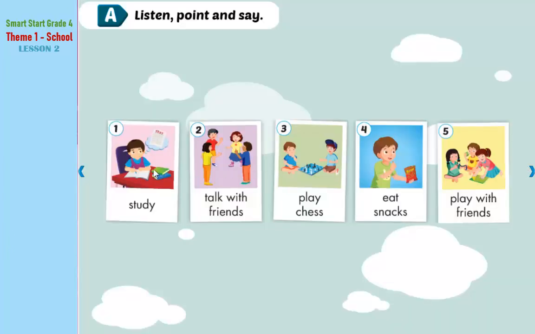A. Listen, point, and say. 1. Study. 2. Talk with friends. 3. Play chess. 4. Eat snacks. 5. Play with friends. 1. Study. 2. Talk with friends. 3. Play chess. 4. Eat snacks. 5. Play with friends.